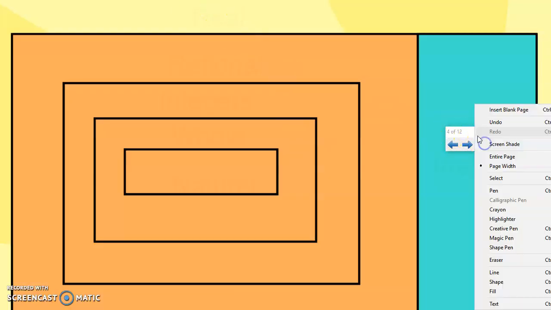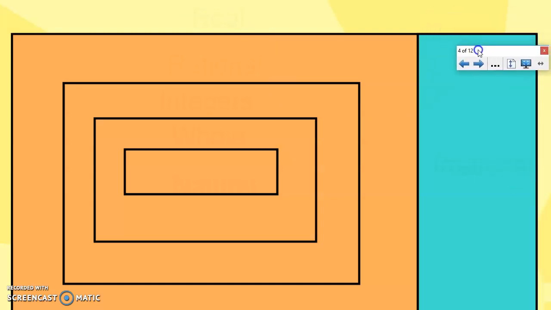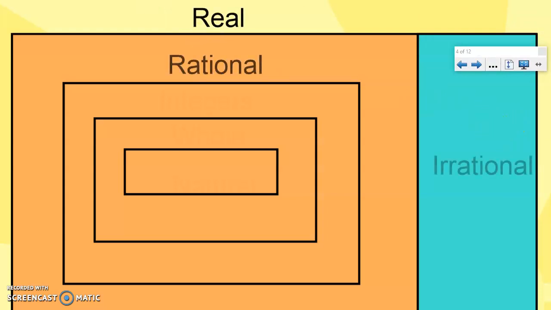And then this was just a visual for my visual people to see how they all relate. So everything is a real number. And then from there, they're either rational or irrational. If it's irrational, it is what it is. It's an irrational number. But if it's rational, it can be an integer, which remember is our negative and positive whole numbers.